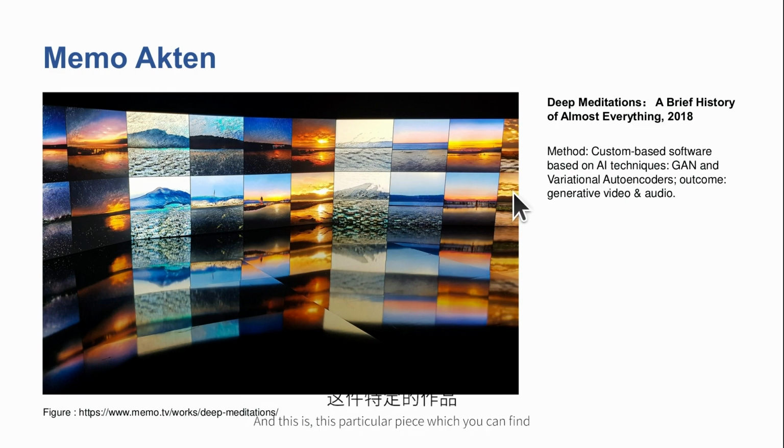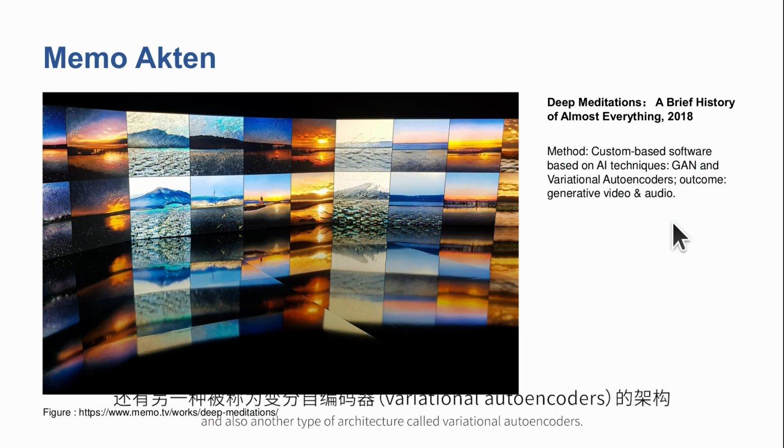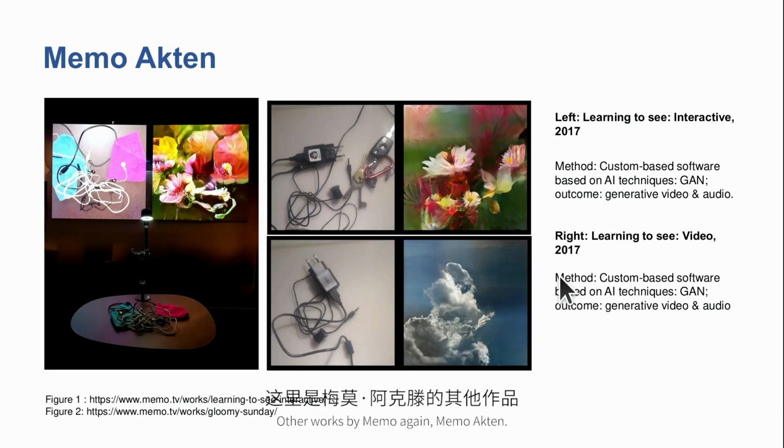And this particular piece, which you can find by searching on the internet, illustrates the use of generative adversarial networks, which we just described, and also another type of architecture called variational autoencoders. Other works by Memo, again, Memo Akten. Memo did his PhD at Goldsmiths in our group, so we're very familiar with this work and explorations.